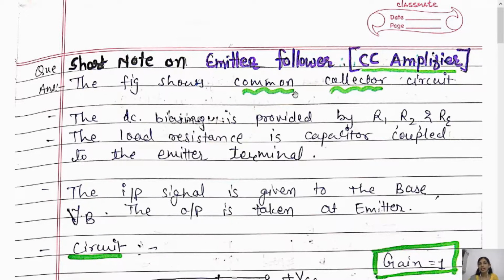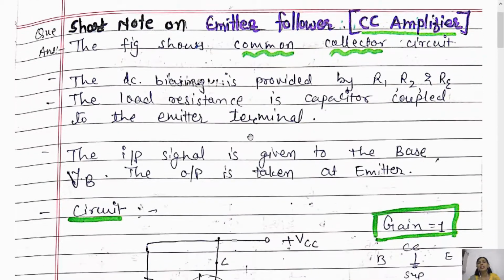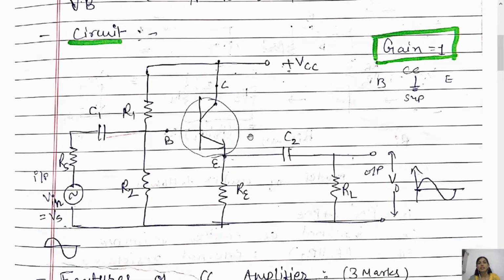Let's start with the circuit diagram and features of the common collector circuit. First of all, it is very necessary to understand the circuit diagram. See, this is the symbol of a bipolar junction transistor. It has three terminals: base, collector and emitter. There should always be an arrow on the emitter terminal. Look at this, right? Arrow on this emitter terminal.